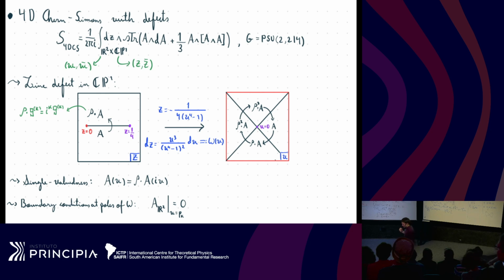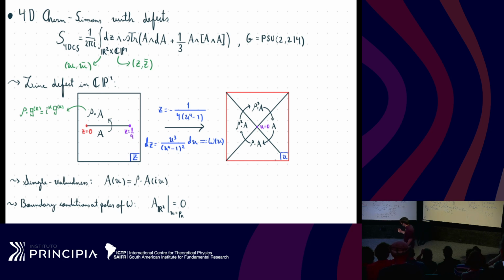To better understand this defect, we need to go to a fourfold cover of CP1, which we call the u-plane. It's defined by this change of coordinates. Of course, the one form also changes under this change of coordinates. And now note that we have poles at each of the fourth roots of unity here. This is going to be important. Moreover, the line defects map to these lines connecting u equals 0 to u equals infinity.